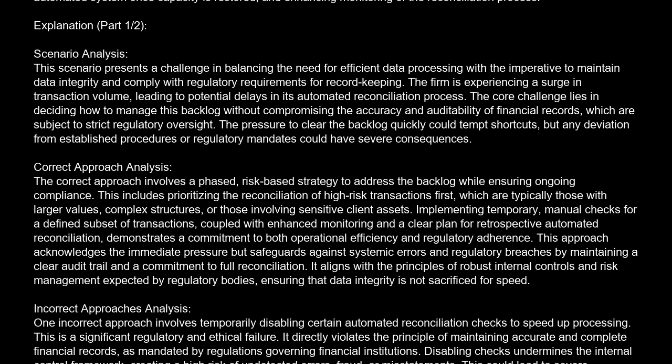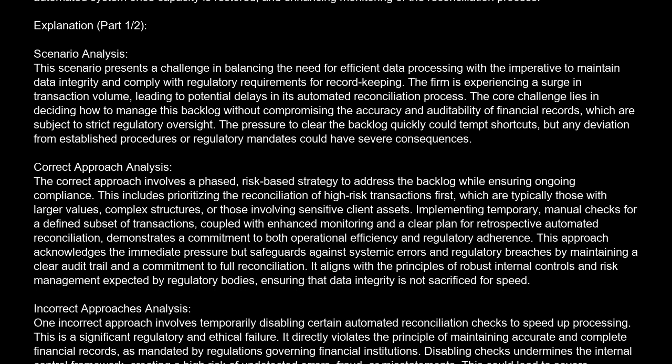This approach acknowledges the immediate pressure, but safeguards against systemic errors and regulatory breaches by maintaining a clear audit trail and a commitment to full reconciliation. It aligns with the principles of robust internal controls and risk management expected by regulatory bodies, ensuring that data integrity is not sacrificed for speed.